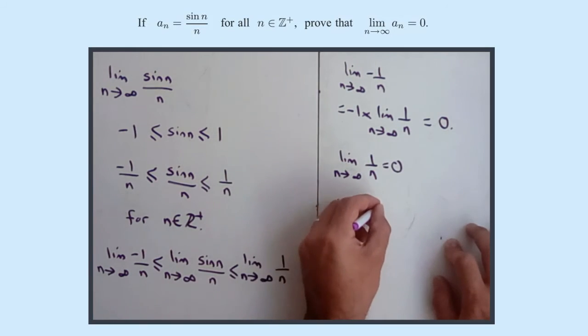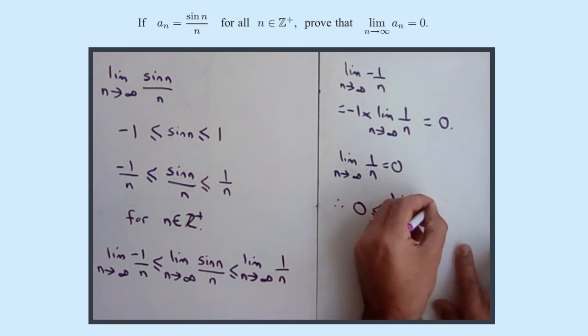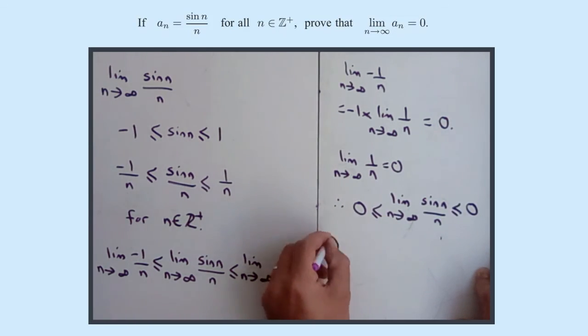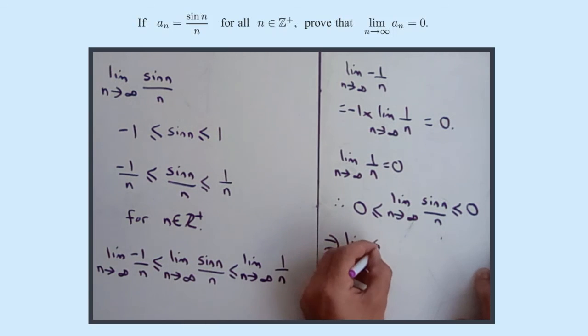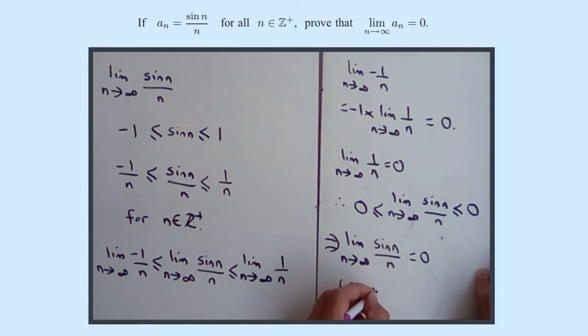Therefore, we've got 0, which is less than or equal to the limit as n approaches infinity of sine n over n, which is less than or equal to 0. So that tells us conclusively that the limit as n approaches infinity of sine n over n equals 0, and the reason is the squeeze theorem. You should say what you were doing. Squeeze theorem.